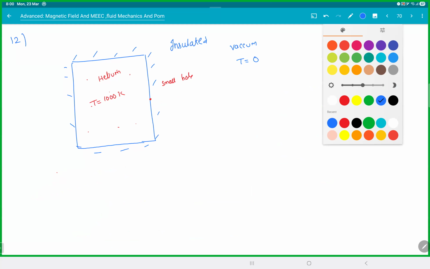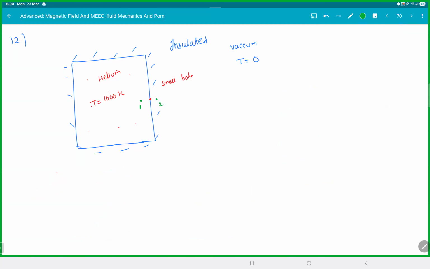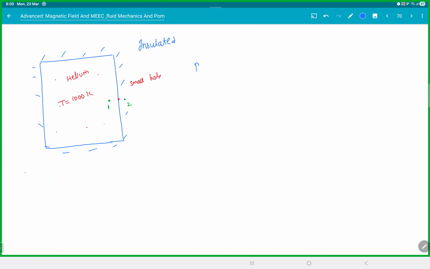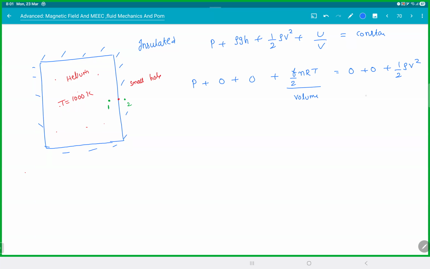So we will assume this is point 1, this is point 2, just outside and just inside. So now when you write the equation, we are writing P plus rho g h plus half rho V square plus U by V is constant. Initially pressure will be P, height 0, velocity is 0 because you said neglect the volume flow. What is your internal energy? F by 2 nRT by volume. Finally, when you come out, pressure is 0 because it is vacuum, height 0, velocity gives half rho V square, temperature 0.